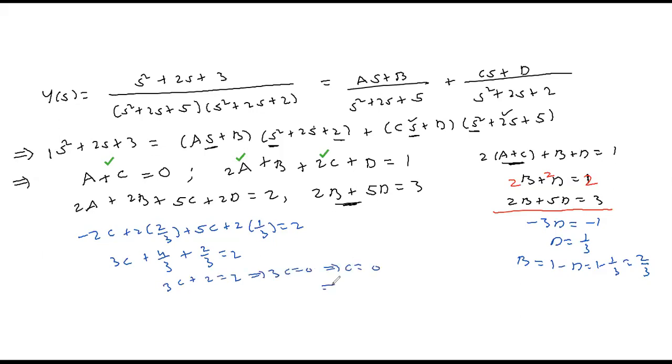When c equal to 0, what is a? A is also 0. Is that okay? So therefore we got all the values: c equal to 0, a equal to 0, d equal to 1 by 3 and b equal to 2 by 3. We'll substitute these values in the given function Y of s and then apply L inverse. Okay, so shall I proceed?